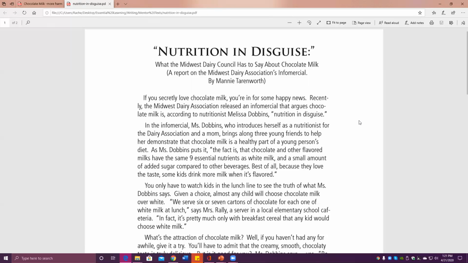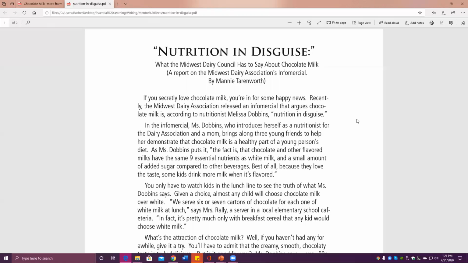If you secretly love chocolate milk, you're in for some happy news. Recently, the Midwest Dairy Association released an infomercial that argues chocolate milk is, according to nutritionist Melissa Dobbins, nutrition in disguise. In the infomercial, Ms. Dobbins, who introduced herself as a nutritionist for the Dairy Association and a mom, brings along 3 young friends to help her demonstrate that chocolate milk is a healthy part of a young person's diet.